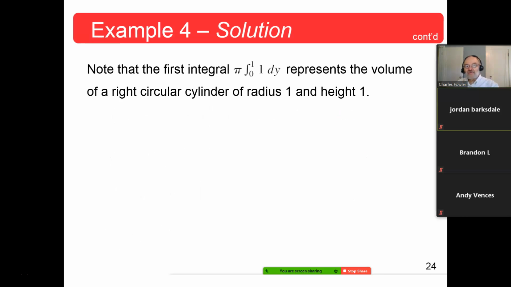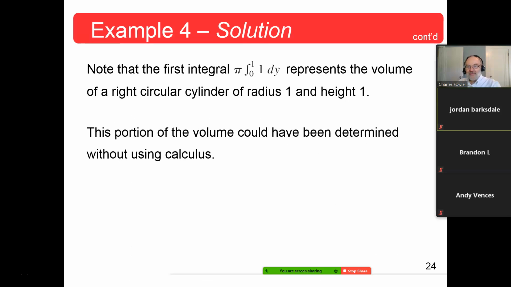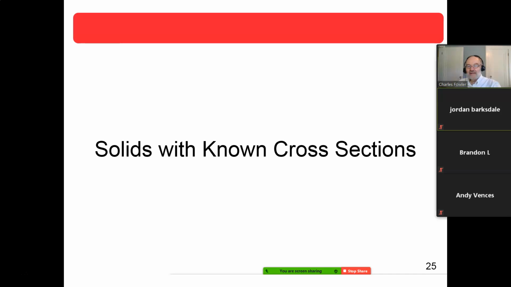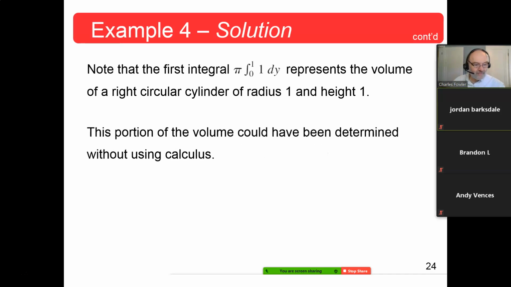Notice that the first integral represents the volume of a right circular cylinder of radius 1 and height 1. Hey, yes, okay. You could have just done that from knowledge. That portion of the volume could have been determined without using calculus, which is what we did, okay. Whoa, and that's all they write about it.